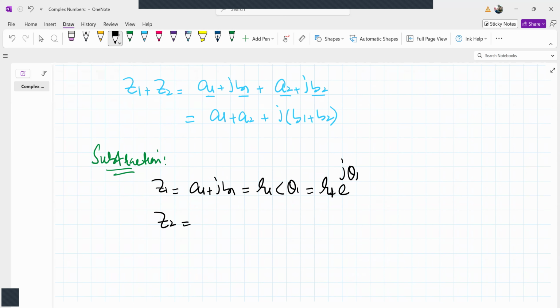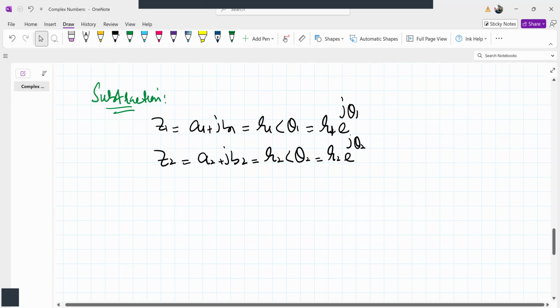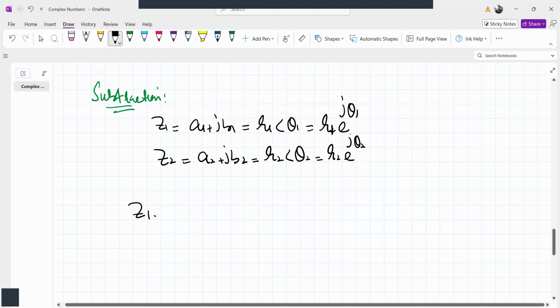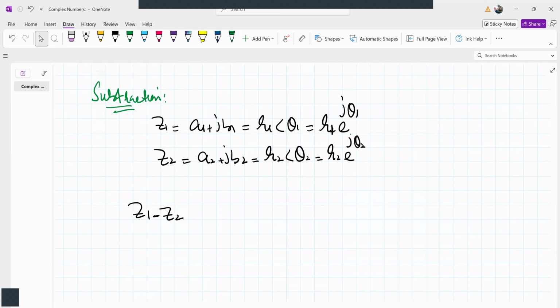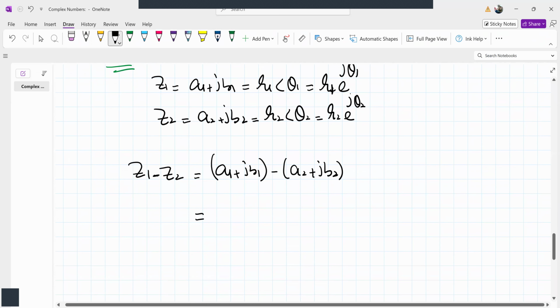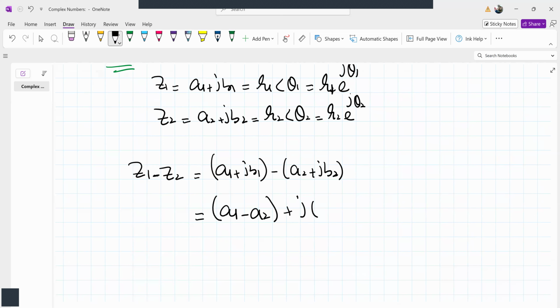Similarly, suppose z2 is a2 plus j b2, which can be written as r2 at an angle of theta 2, which is r2 e to the power of j theta 2. Now we have to perform z1 minus z2. Again, subtraction is preferred in rectangular form. So we can write it as a1 minus a2 plus j b1 minus b2.